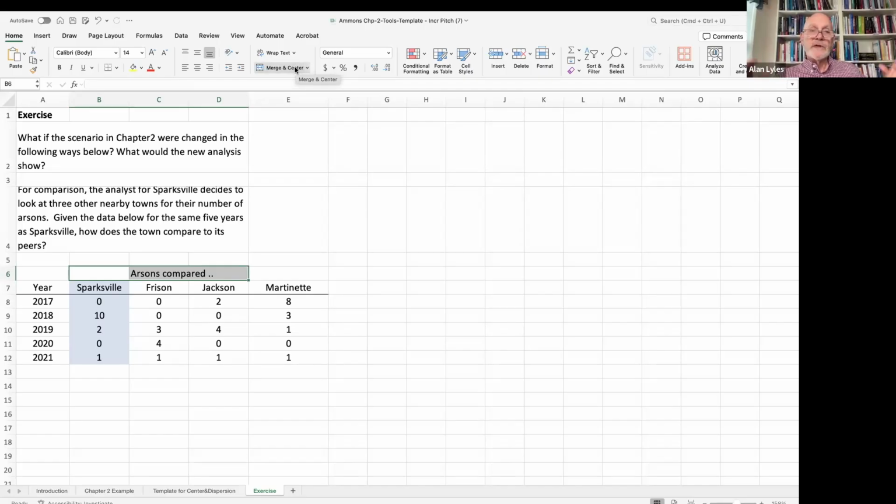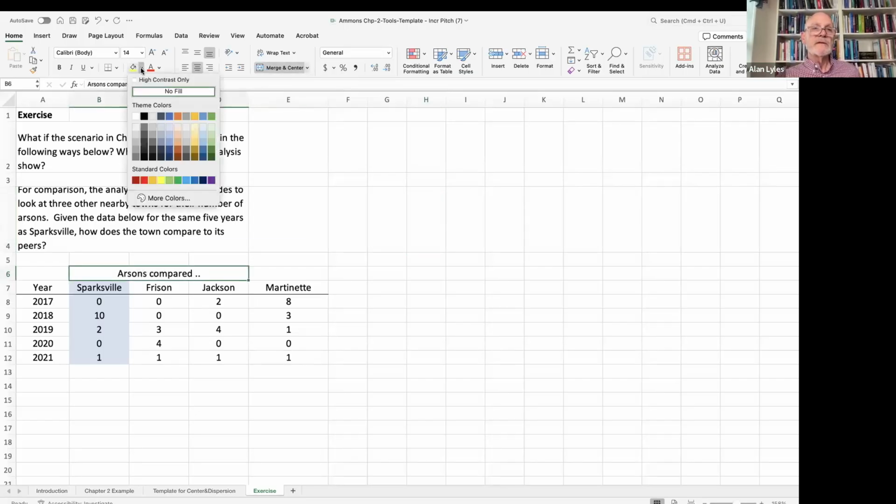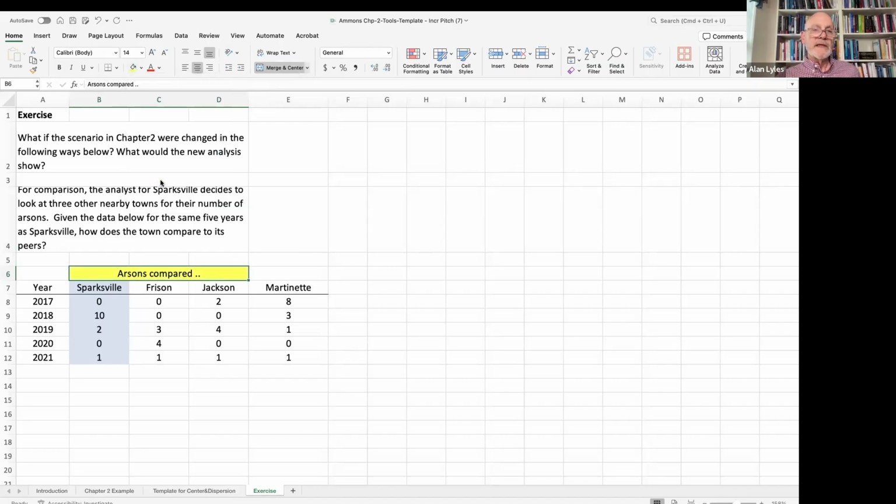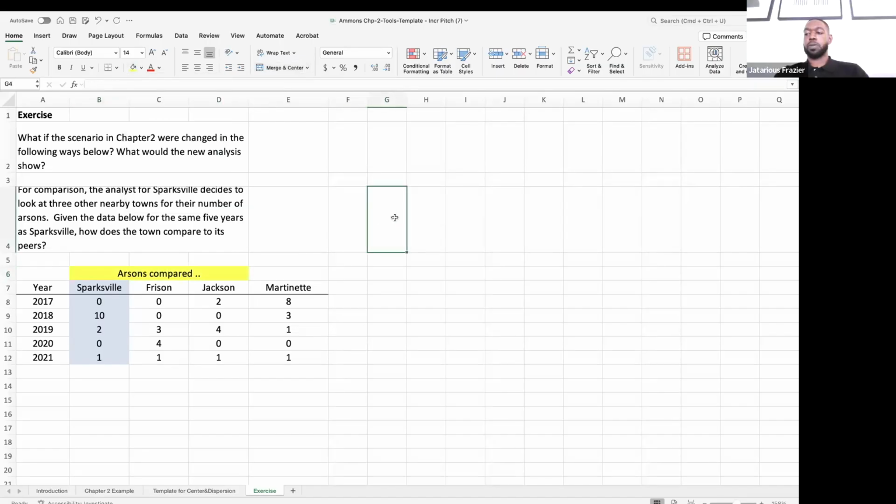If I do that, what you'll see is over those three, the title that I've entered now will be spread out. And what I can also do is I can go here, and well, I like yellow, and so that's my title. Professionally, I wouldn't do it that way unless I was trying to point out something that was an error. Is this okay? Jatarius, what are you saying?